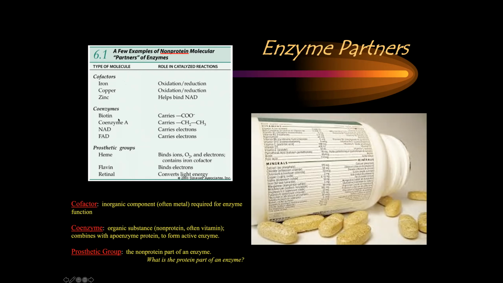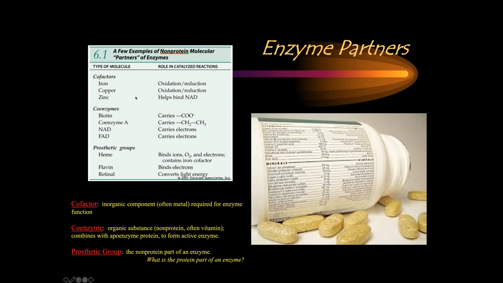Coenzymes are usually vitamins. Again, we need vitamins to be healthy. We don't need very much of them because they're recycled along with enzymes. And finally, what are prosthetic groups? They're non-protein parts of enzymes. So for example, there's a molecule known as heme, which along with hemoglobin binds oxygen and carries it in our blood. There's flavin, there's retinol. Flavin binds electrons. We'll talk about flavin later.